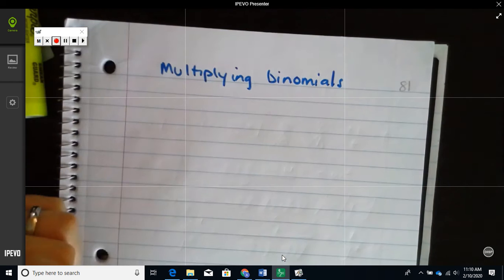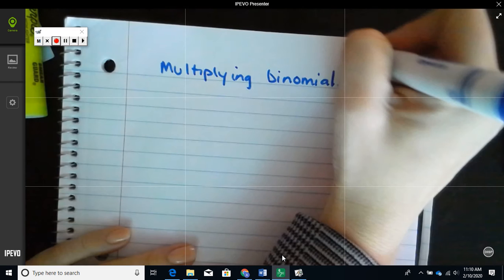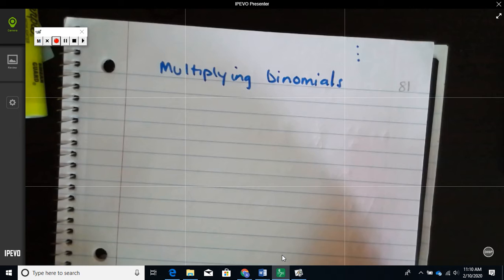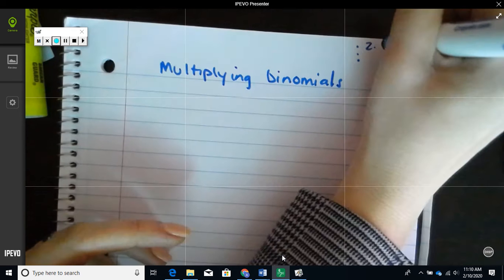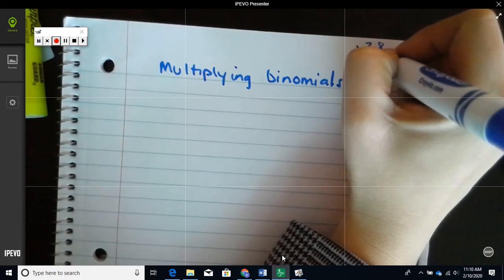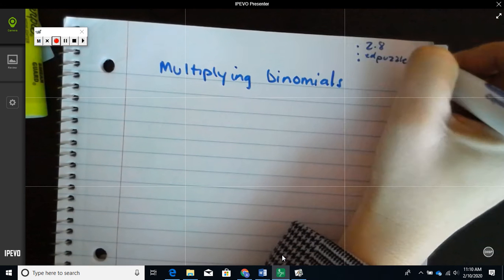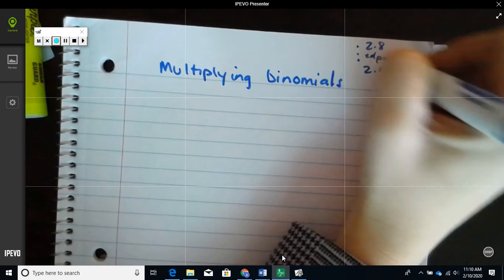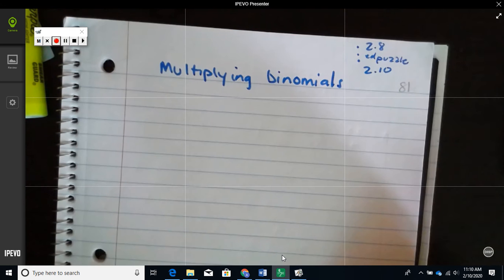Alright, so you're going to have 3 things due for this unit. This is a brand new unit. Z.8, which is the homework due tomorrow. We're going to work on it today. An ed puzzle. It's a short one. And then Z.10, which we'll work on tomorrow.